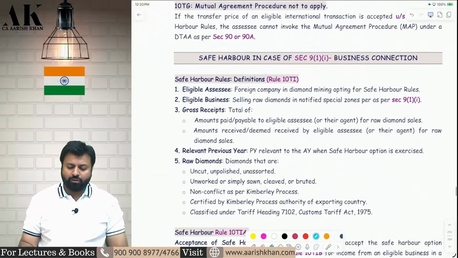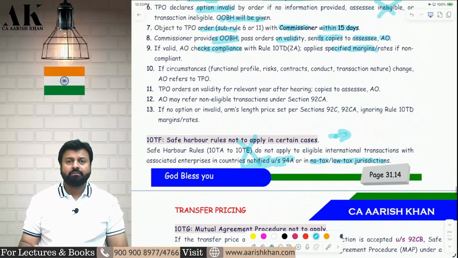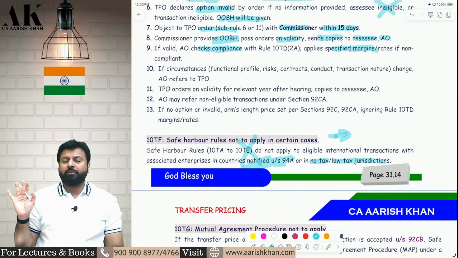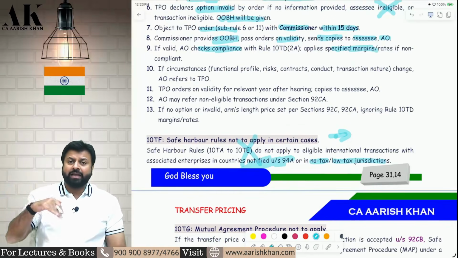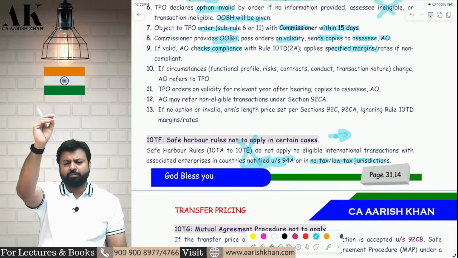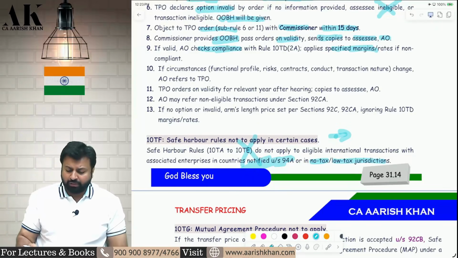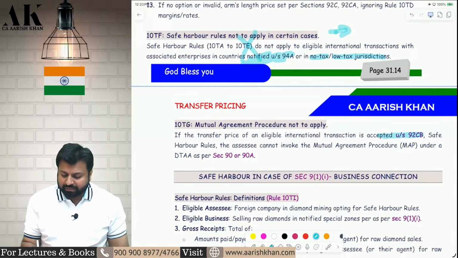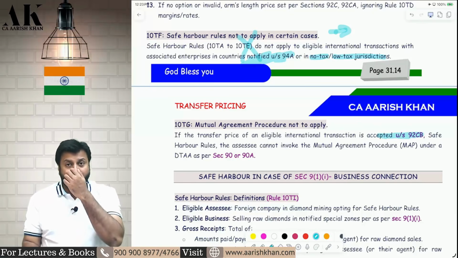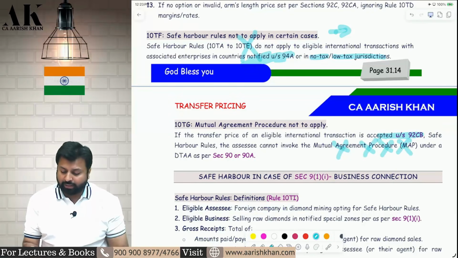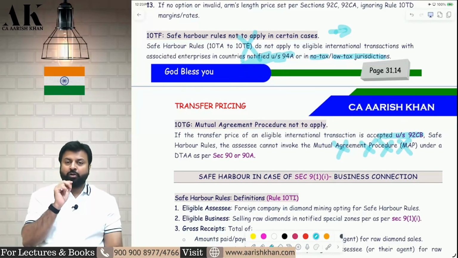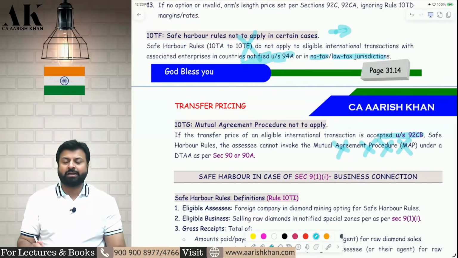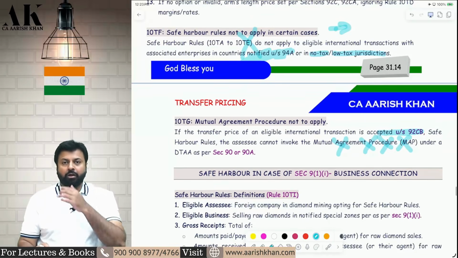So for the safe harbor rule to apply, the other country should not be an NJA, a notified jurisdictional area, and the other country's maximum tax rate should be a minimum of 15% or more. Then only is safe harbor applicable. Further, once you have gone for the safe harbor rule, the doors of the mutual agreement procedure under Article 25 of the DTAA will be closed. You cannot approach both the safe harbor rule and the mutual agreement procedure under 90 and 90A at the same time. That is not allowed. I hope it is clear to all of you.